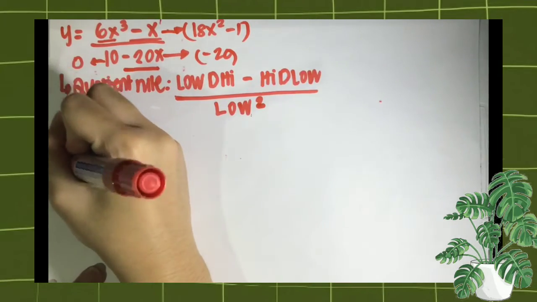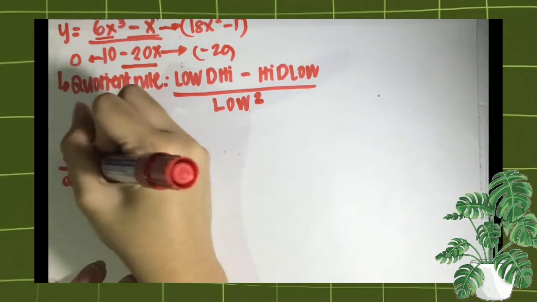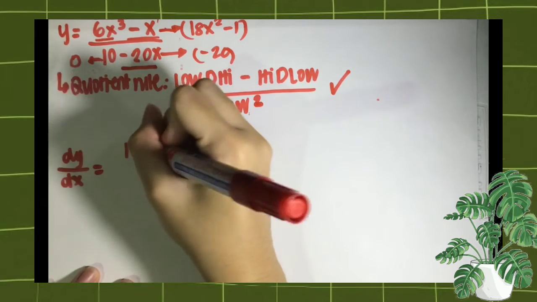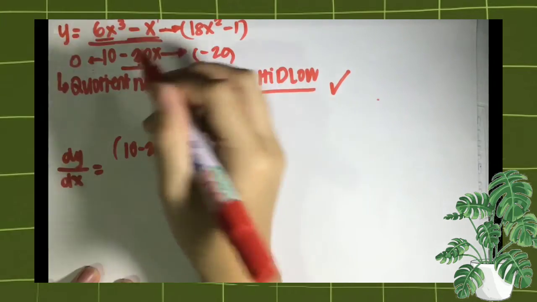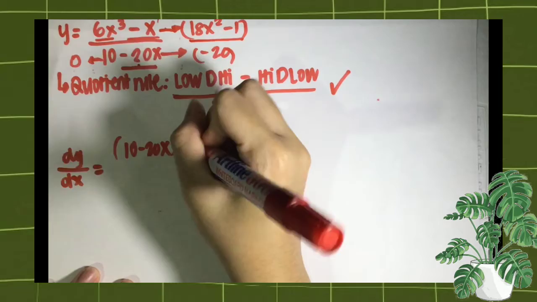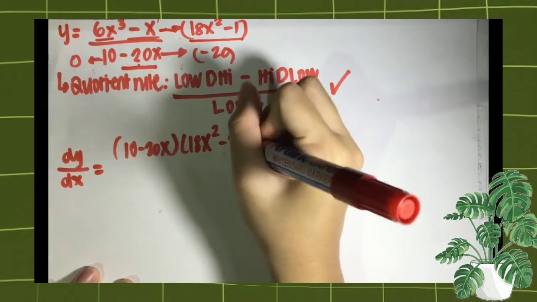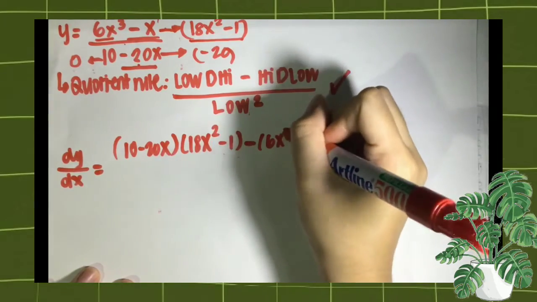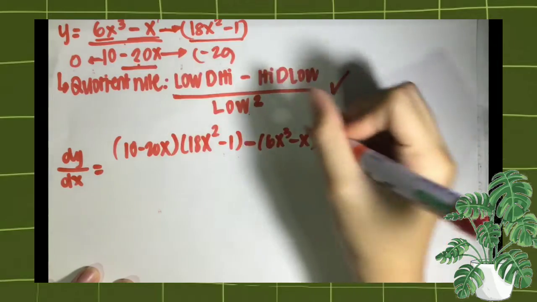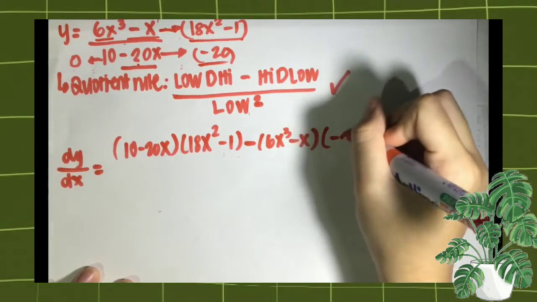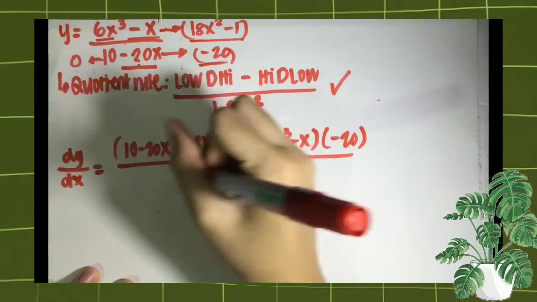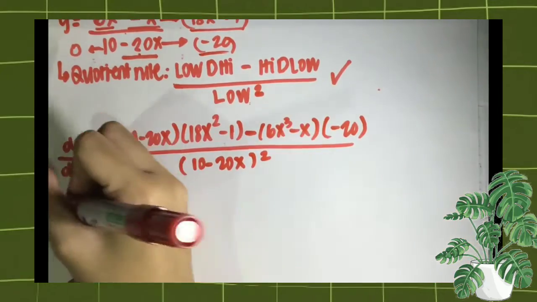Now we have the derivatives of both the numerator and denominator. We can perform the chant: low d high minus high d low over low squared. So this gives us the equation: 10 minus 20x, which is low, found in the denominator, times the derivative of high, or the numerator, which is 18x squared minus 1, minus high, which is 6x cubed minus x, times the derivative of low, or the denominator, which is negative 20, over low squared, which is the square of the quantity 10 minus 20x. Now all that's left to do is to simplify.